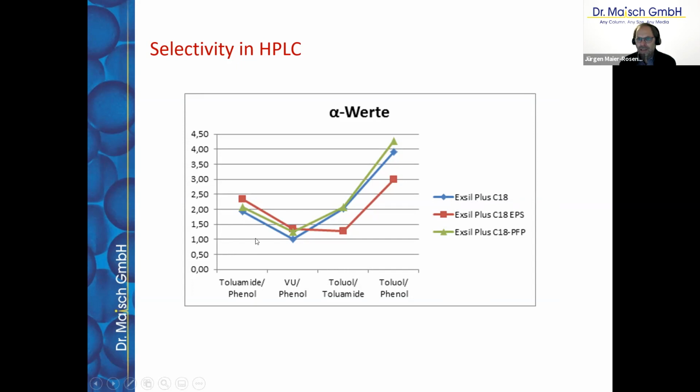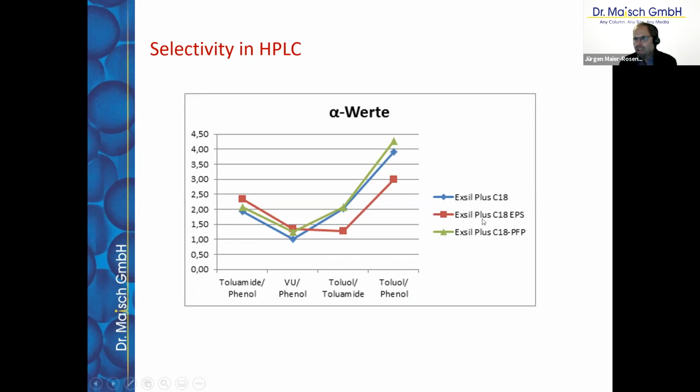And here on the left side, we are on the more polar pairs, and on the right side we are on the more lipophilic pairs. So what we are seeing here is that the standard C18 is on the left side in the polar region. They have the lowest values, so the selectivity in the polar region is not so high. Going to the right side, to the more lipophilic area, we see that we have a high selectivity.